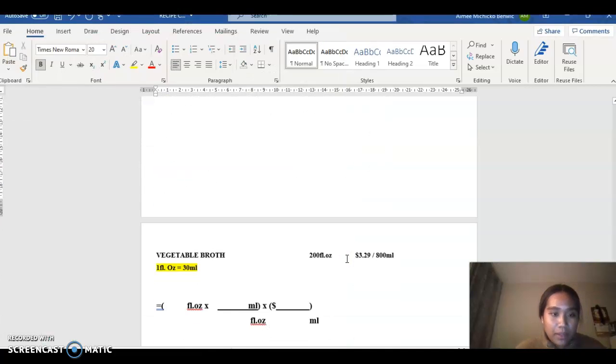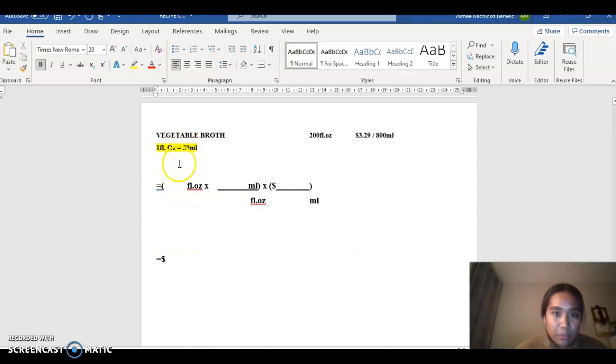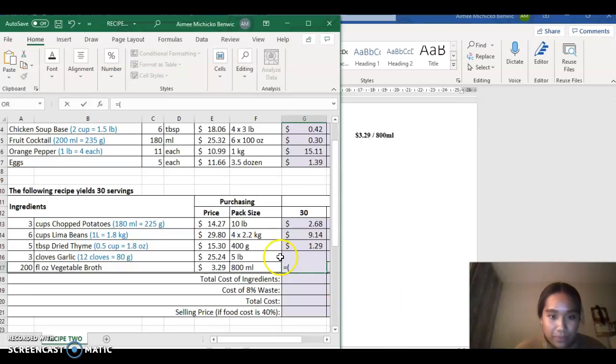So for the last ingredient, we have vegetable broth. I have 200 fluid ounces here, and we have to go to ml. There are 30 ml in 1 fluid ounce, and then let's just copy the price of $3.29 per 800 ml, and that gives us $24.68.